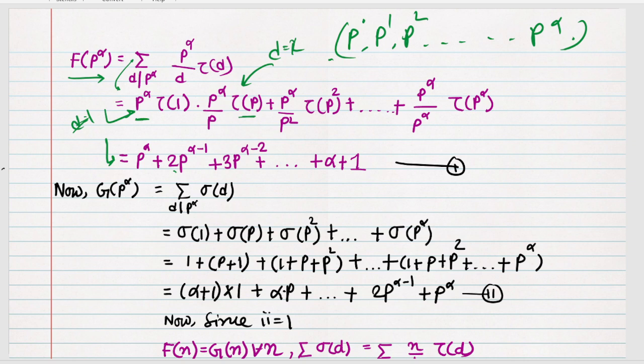That means tau of p can be written in the form of 2, and here we have p raised to the power alpha minus 1, and similarly so on. We have 3 for p raised to the power alpha minus 2, and alpha plus 1 at last.